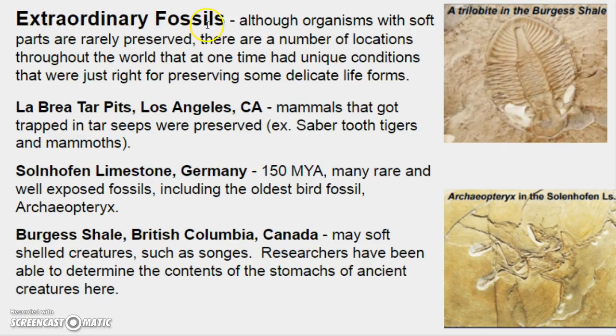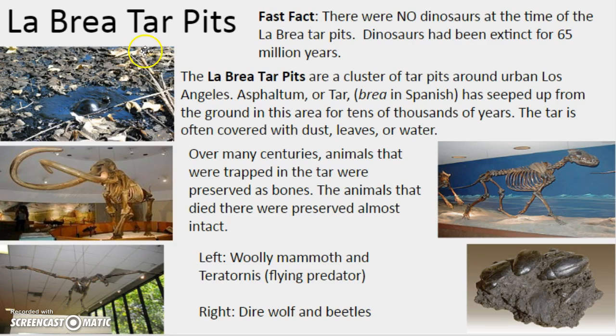There are a few extraordinary fossils. Although organisms with soft parts are rarely preserved, there are a number of locations throughout the world that at one time had unique conditions that were just right for preserving some delicate life forms. We'll look at the La Brea tar pits in LA. The mammals that got trapped in tar seeps were preserved. And when we look at La Brea tar pits here, the fast fact is that there were no dinosaurs at the time of the La Brea tar pits. Dinosaurs had been extinct for 65 million years.